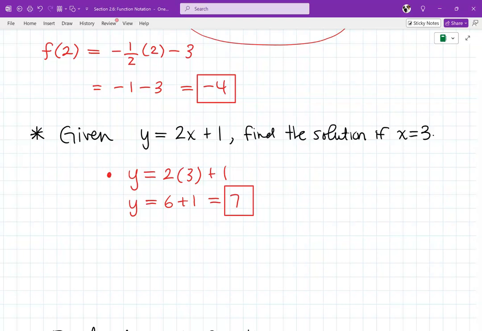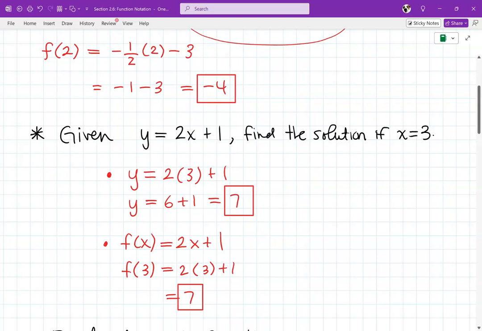If they tell me here's an equation, plug in x equal to the following, you would just plug it in and we were happy. Well, they're going to start using function notation. So instead of y equal to 2x plus 1, you might see the following: f of x is equal to 2x plus 1. And if they say figure out the solution if x equals 3, then you're supposed to write f of 3, right? If x is equal to 3, replace every x with 3. So that would be 2 times 3 plus 1, which is equal to 7 as well.